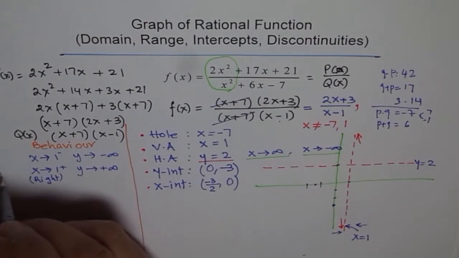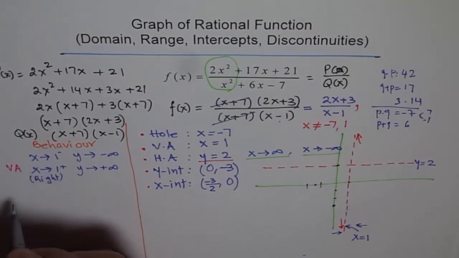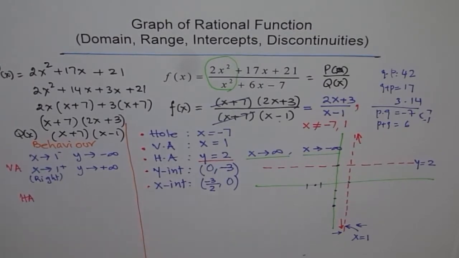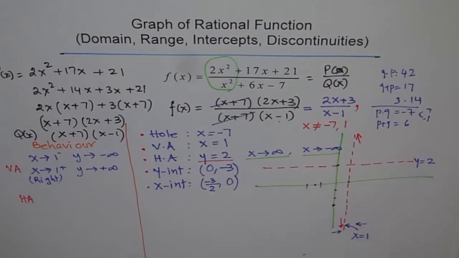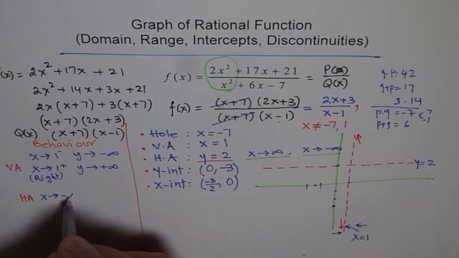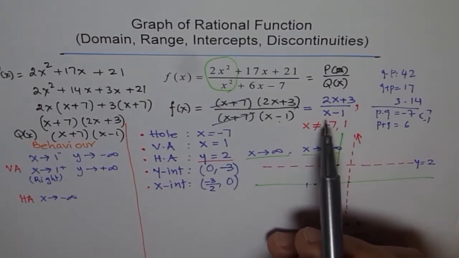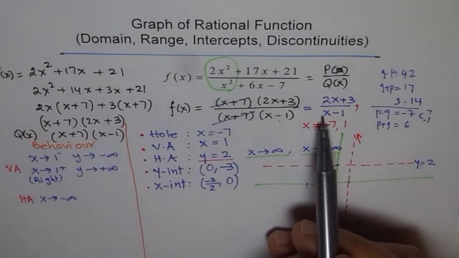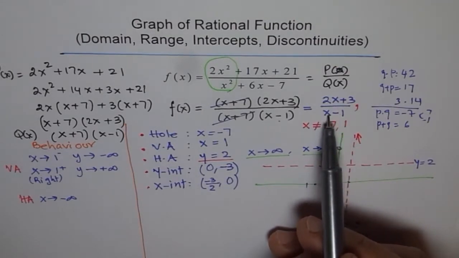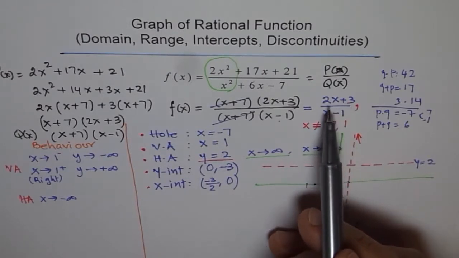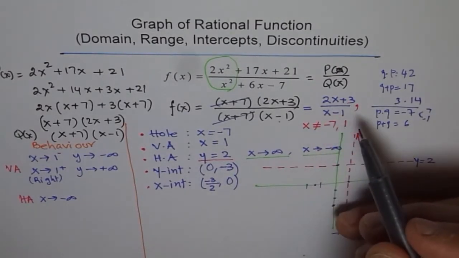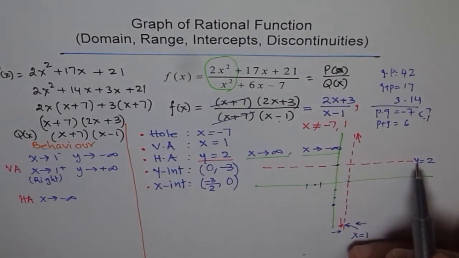We did this behavior for the vertical asymptote. Now let's do it for the horizontal asymptote. Here we are trying to approach infinity, correct? So as x approaches negative infinity, what happens? Plug in -1000 in your calculator. -1000 here will give you a negative value in the denominator, and -1000 there will also give you a negative value. So it's always positive.